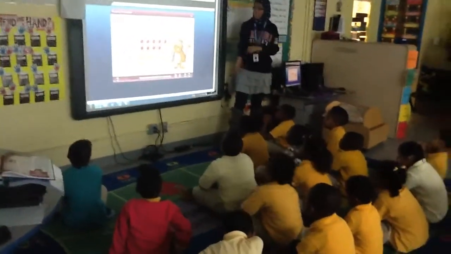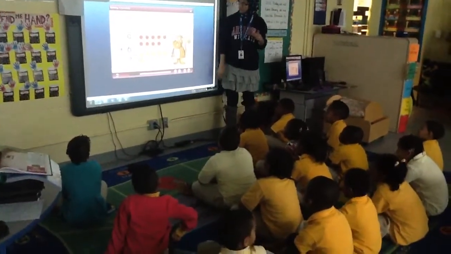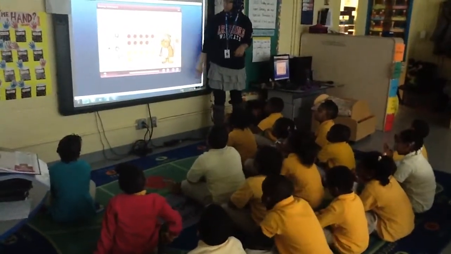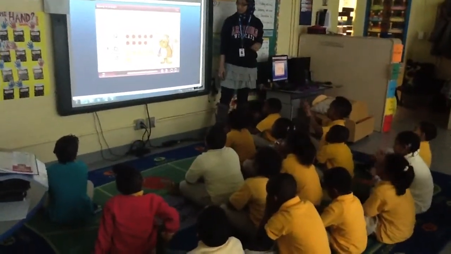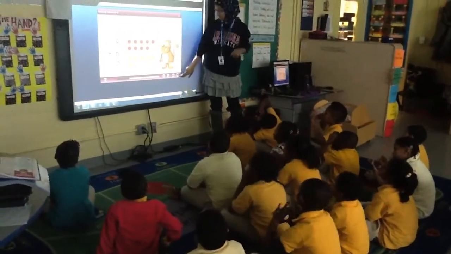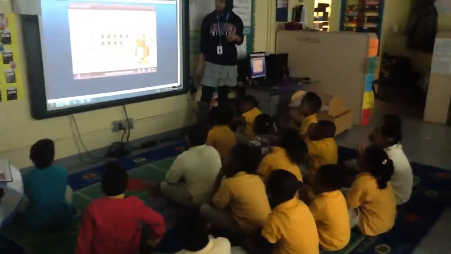The first 10 frame shows 9. Right. So we know there's 9 in the first one. The second 10 frame shows 6. And then there's 6 in our second one. Look at both 10 frames. Which counter should you move to solve the problem?